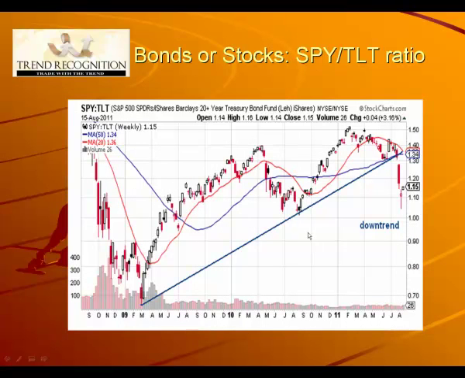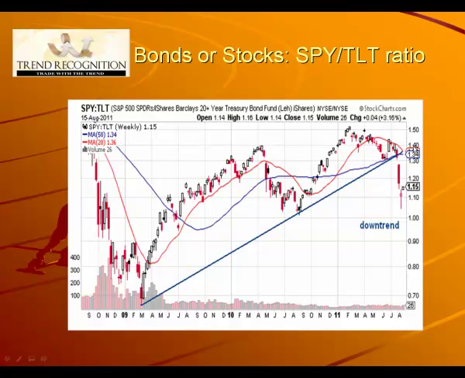One indicator that I follow regularly in my updates is the SPY TLT ratio. This is the ratio that shows the preference of investors for stocks over bonds. And right now this ratio is in a clear downtrend. Actually, it broke down 3 weeks ago, and now it's below the 20-week and 50-week moving average, and that's a clear indication of a downtrend. That means investors prefer bonds over equities.